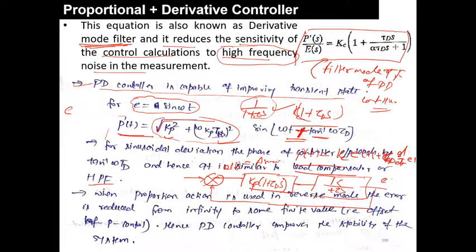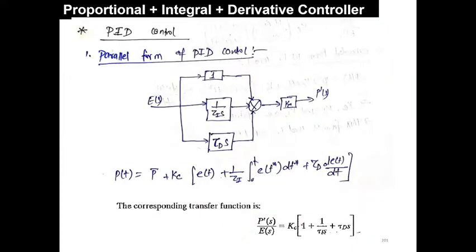Now come to the next. When proportional action is used in reverse mode, the error is reduced from infinity to some finite value. Now come to the next, that is the PID controller. In the PID controller, wait a minute.